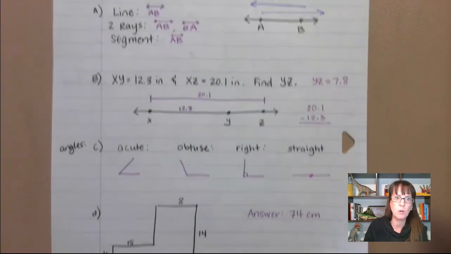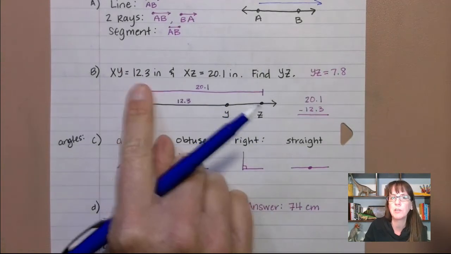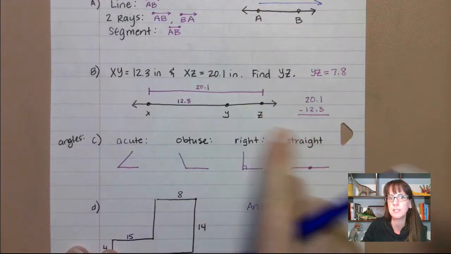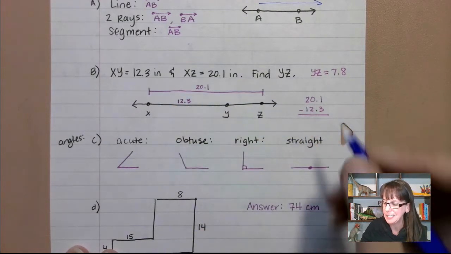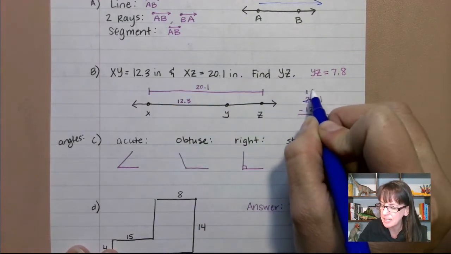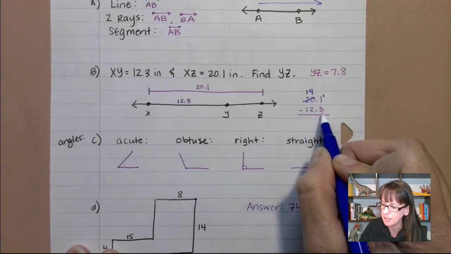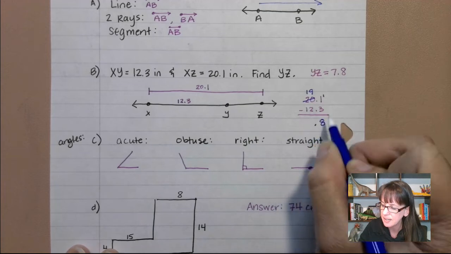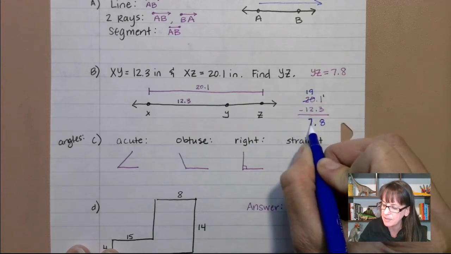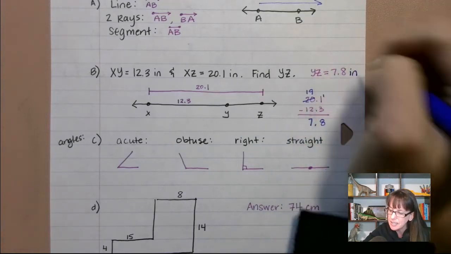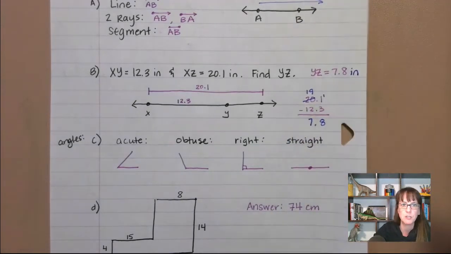Okay, so if XY is 12.3 and this total is 21.1, in order for us to find that, we would have to subtract. So I'm going to do this, 19, make this guy an 11, so that's 7, 8, so 0.8. 19 minus 12 would give me 7, so that's where we come up with our 7.8 inches, and my bad for not putting a unit on there when I showed it to you.